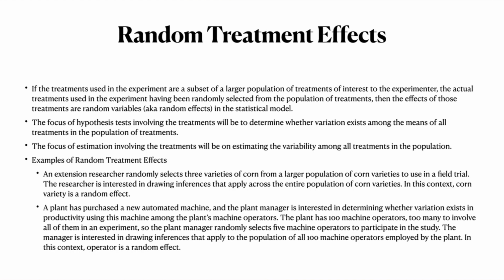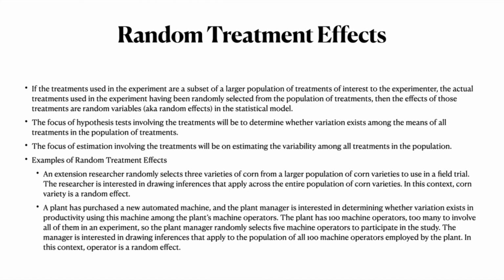Now let's look at a few examples of random treatment effects. An extension researcher randomly selects 3 varieties of corn from a larger population of corn varieties to use in a field trial. The researcher is interested in drawing inferences that apply across the entire population of corn varieties, not just the 3 that were picked for the study. And so in this context, corn variety would be a random effect rather than a fixed effect.